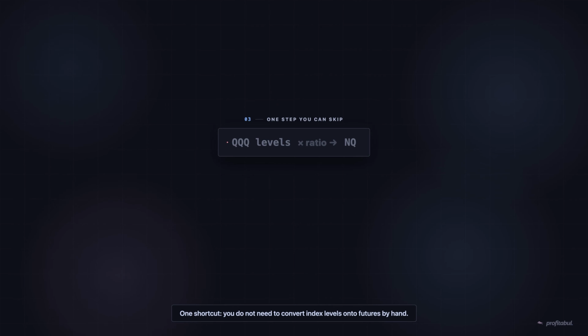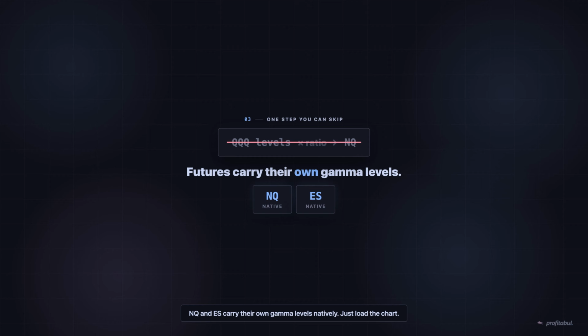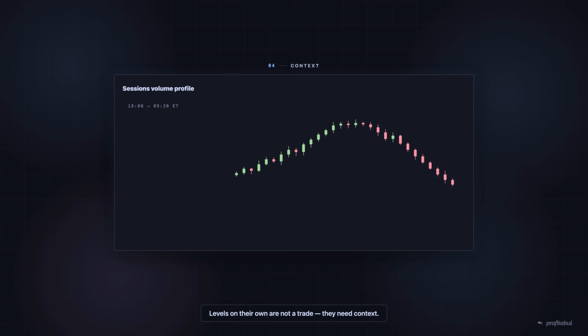One shortcut worth knowing, you do not need to convert index levels onto futures by hand. NASDAQ and S&P futures carry their own gamma levels natively. Just load the chart. Levels on their own are not a trade.